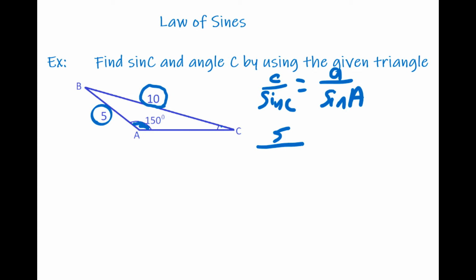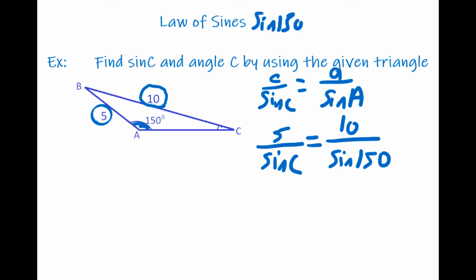5 divided by, we are looking for sine C, so I'm going to just put it here, sine C, and that is equal to, guys, a is given as 10 divided by sine A, which is sine 150, because A is 150, so we're going to have sine 150 here, guys. And we need to convert that 150 to an angle where we can find its value. For example, if you remember in our previous video, I will show you how to do that.